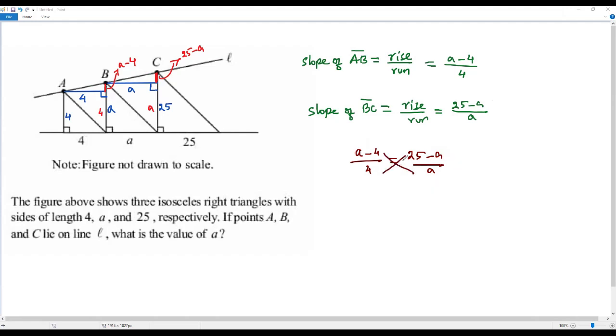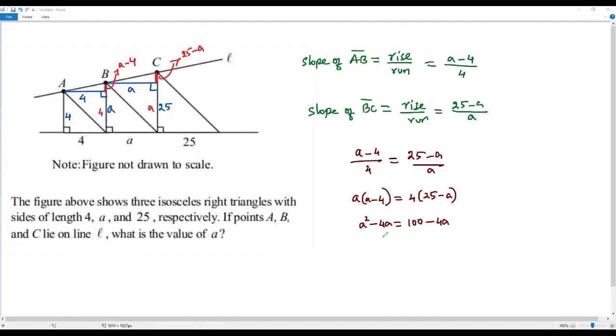For that, we can do cross multiplication. That is, the numerator here has to be multiplied by this denominator, and this numerator has to be multiplied by this denominator. Then I'm getting A times (A minus 4) equals 4 times (25 minus A). Now we can distribute this A to A and negative 4. Then I am getting A squared minus 4A. On the right side, when I distribute this 4 to 25 and negative A, I am getting 100 minus 4A. Here on both sides of this equation, we find negative 4A.